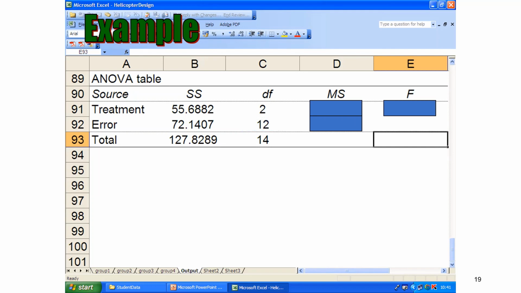The mean square of treatment is 55.6882 divided by 2, which is equal to 27.84409. The mean square error is 72.1407 divided by 12, which is equal to 6.01173. The F statistic is 27.84409 divided by 6.01173, which is equal to 4.6316.